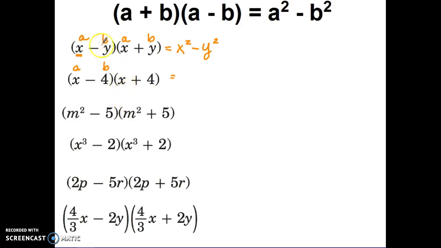And so here we have a, which is my x squared, minus b squared. b is 4, so 16. One more, and you do the last three. Right here, this is my a. Yes, I expect you to write everything I write. Okay, so I have m squared, which is m to the 4th, and then b, 5 squared is 25.